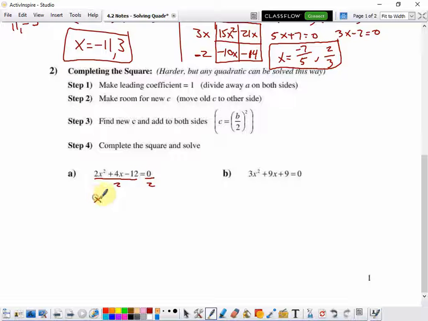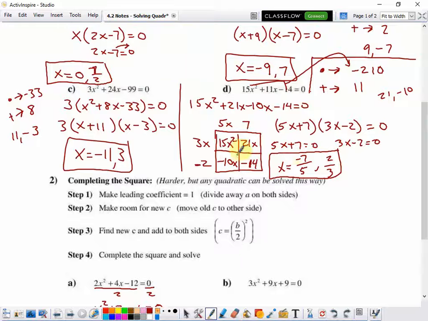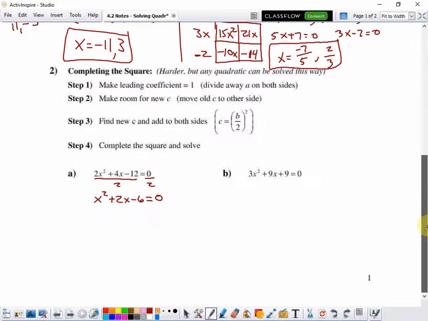So I get x squared plus 2x minus 6 equals 0. Now I could have factored out a 2 like I did with the 3 up here, but this 3 made no difference in my solution. So why not just divide it and have it gone? So we divide by 2, have that lead coefficient gone.